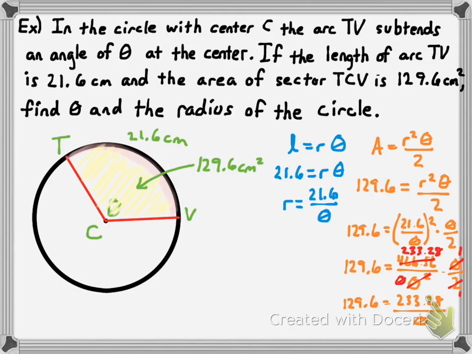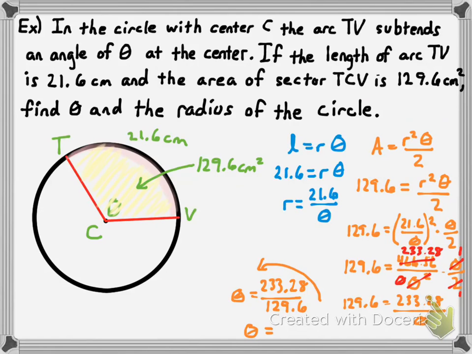There we go. And now imagine there's a two-step process here. We would have to get the theta out of the denominator, so let's multiply both sides by theta. And then you'd have 129.6 theta equals what's on the other side, so you'd have to divide by 129.6. Your value of theta is going to end up being equal to 233.28 divided by 129.6. Looks like a horrific number. Let's see. Nope, actually that works out quite well.